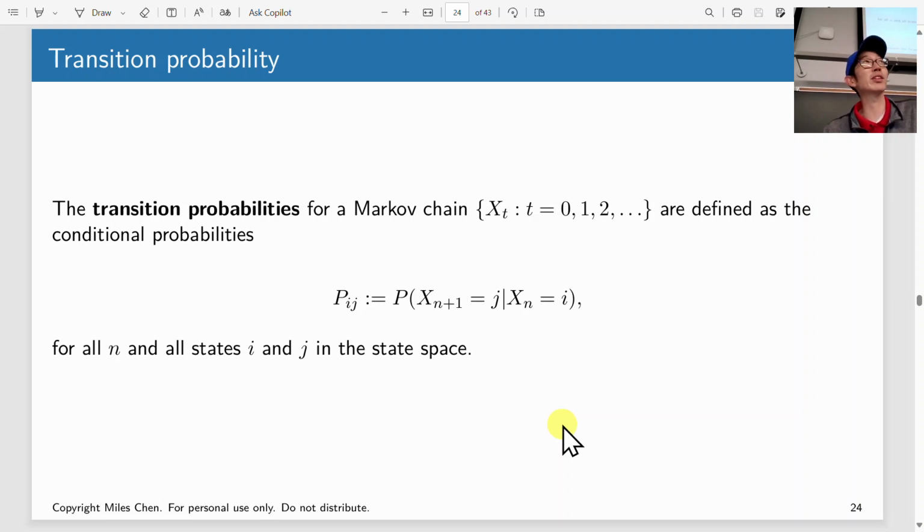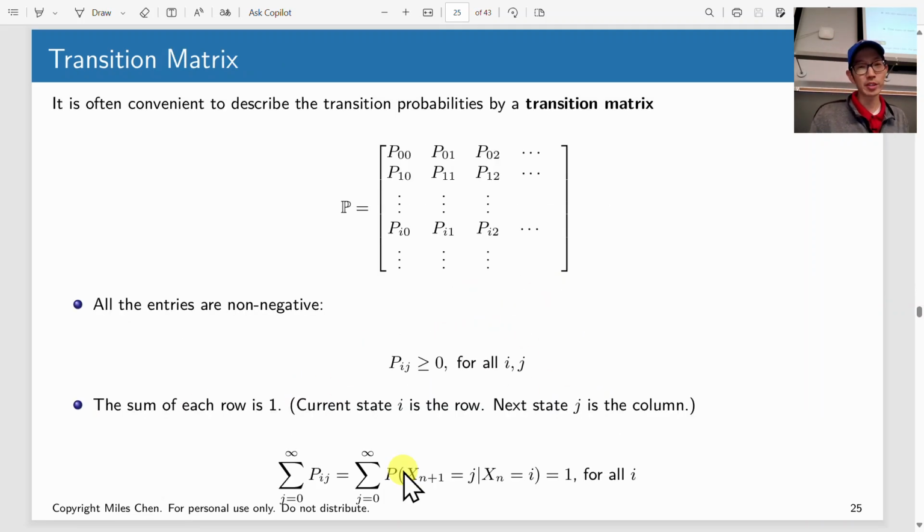A classic example is weather. Today is sunny. What's the probability that tomorrow will be sunny? Or today is sunny, what's the probability that tomorrow is rainy? So that's the transition probability P_ij, the probability of going to state j if you're currently at state i. You think about that for basically all of these things.